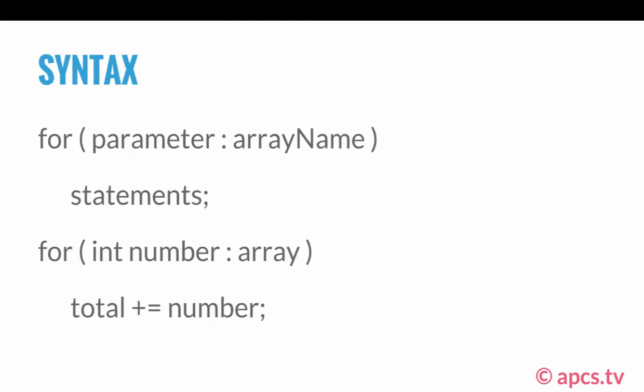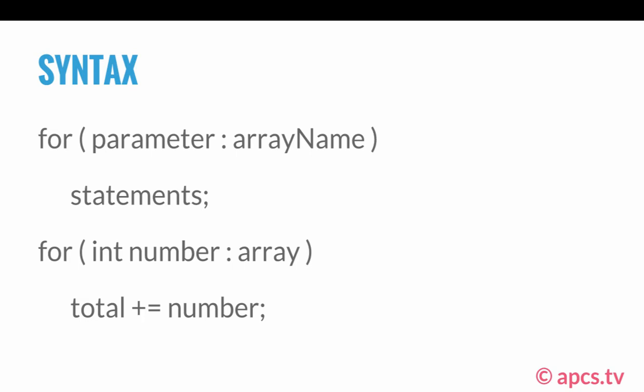So that's where you can often use the for each loop to track things or get statistics about a specific array. The syntax for it is for, then parameter, colon, array name, and then whatever statements within the body. For example, we could go for int number, colon, array, total plus equals number. We have an array which is already predefined, and the name of the array is array. We're saying for int number, which means for every integer within this array, the total, which we've already defined, is equal to the total plus the number.